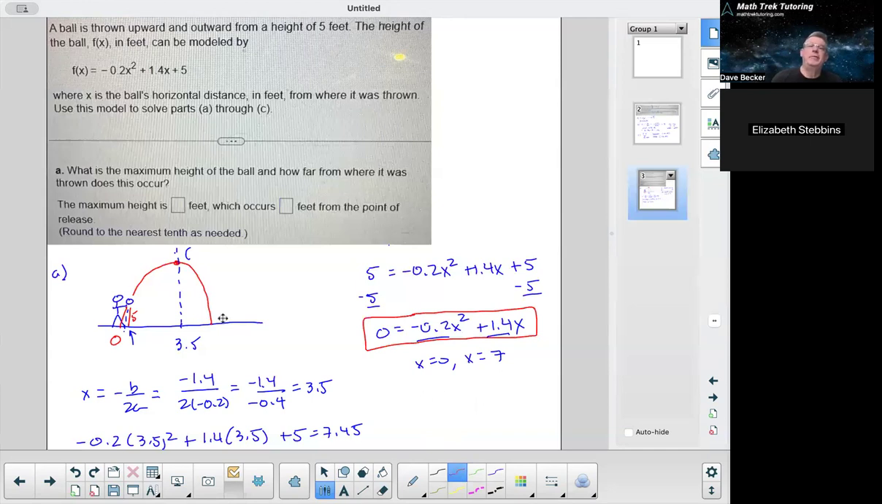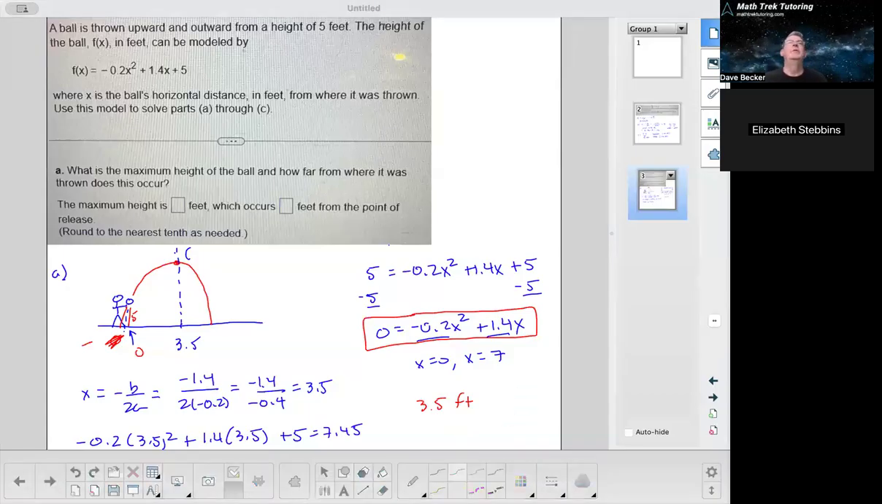Good. Now 7 is on the other side, right? But 0 is what this is, and this isn't 0, it's negative something. So the distance is 3.5. Why would that be? That's a coincidence that it's the same as the x coordinate. Agree. It wouldn't always be that.